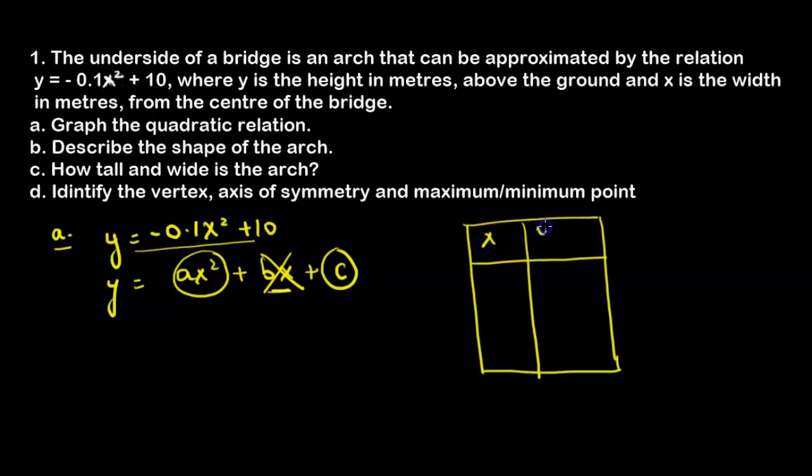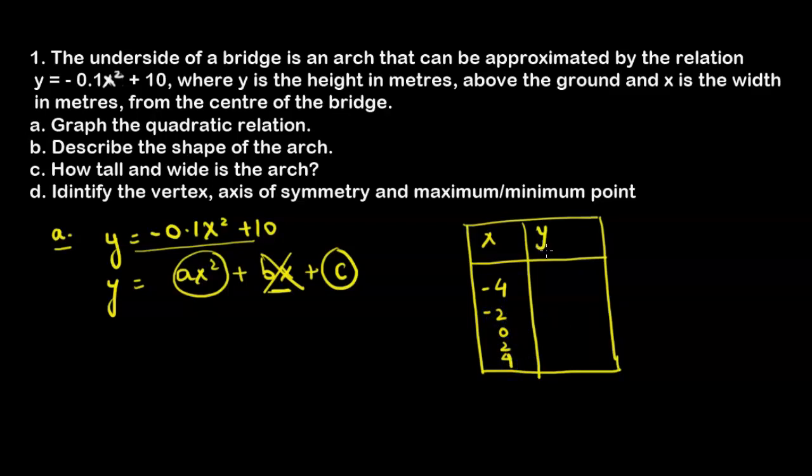We put x here, we put y here. We always try to put negative, 0 and positive numbers for x because x is an independent variable. It's up to us what values to choose for x. So let's say we select negative 4, negative 2, 0, 2 and 4 for x values.